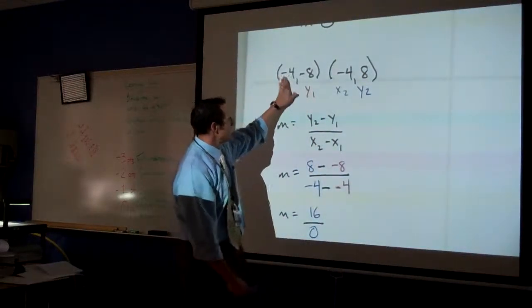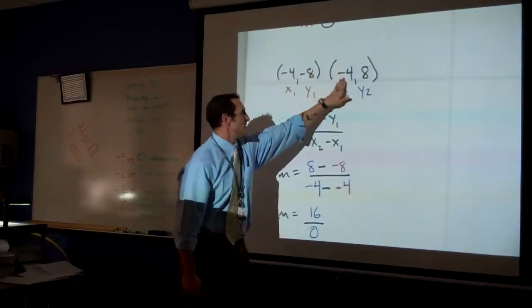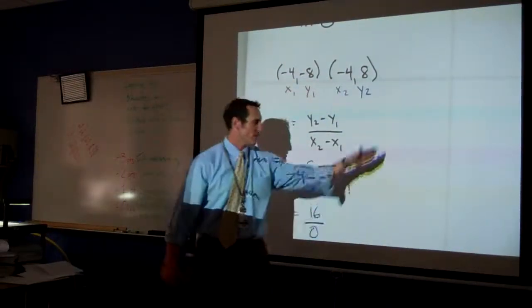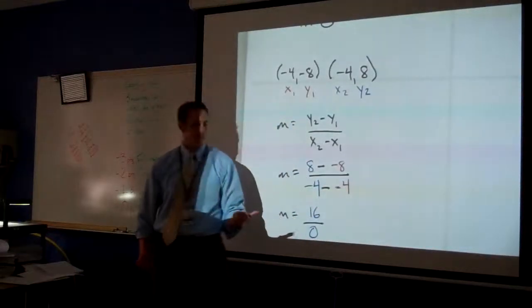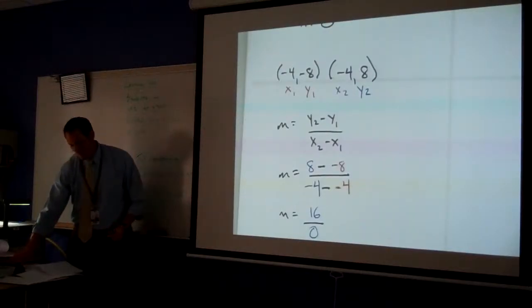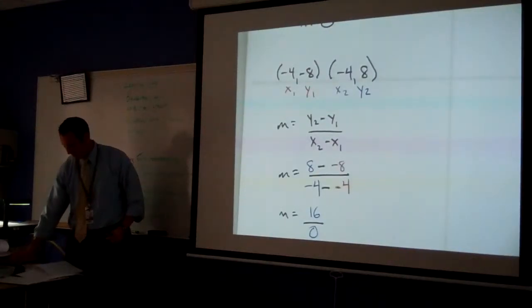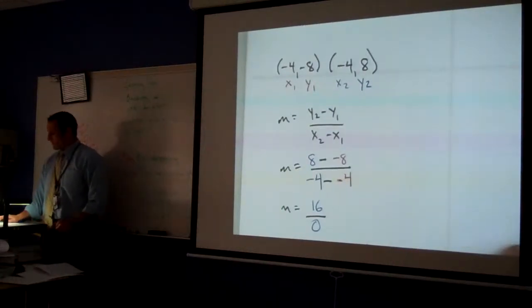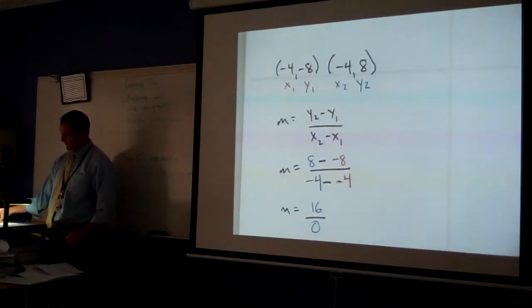Shortcut. If you see that the two ordered pairs have the same x coordinate, you know it is a vertical line, undefined slope. So that is how we use the slope formula, and that is also how we can get some shortcuts for vertical and horizontal lines.